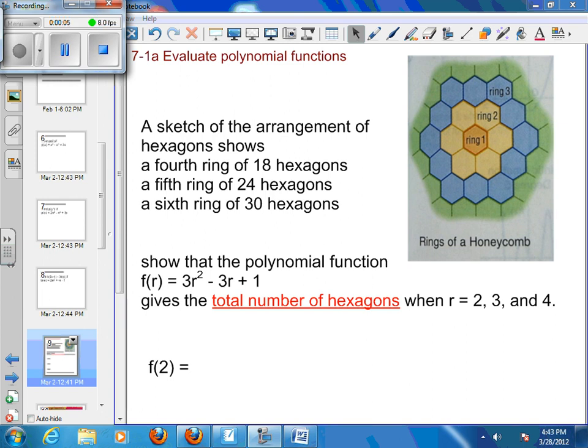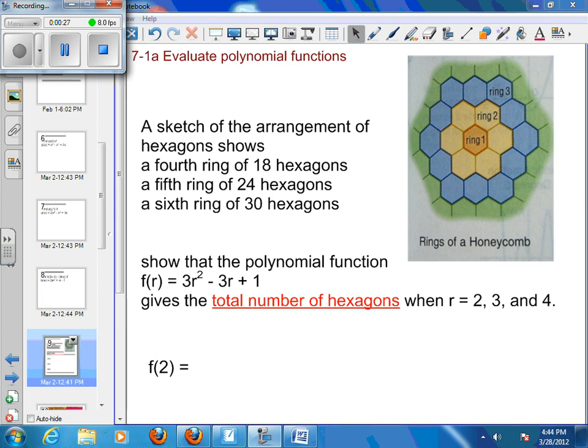Okay, the next part of evaluating polynomial functions is when are we going to use this, and what exactly can a polynomial function do for you? Well, if I look at the picture here, we've got rings of a honeycomb, and honeycombs are in fact made from hexagons, which are a type of polygon. And so we can use a polynomial function to, in fact, make some predictions about our honeycomb.